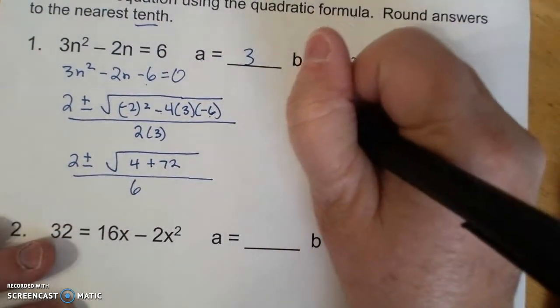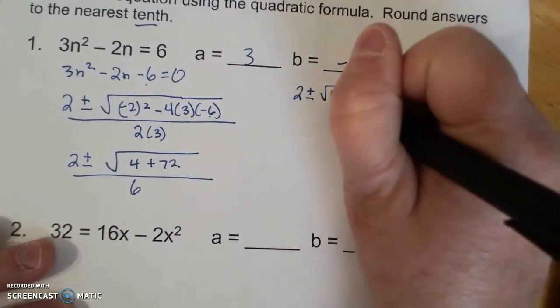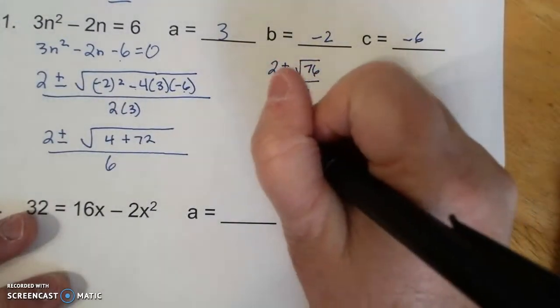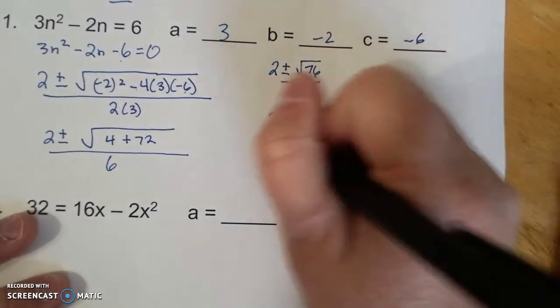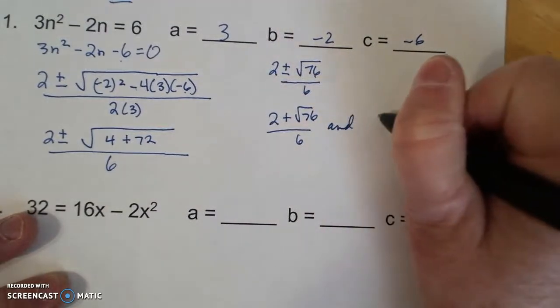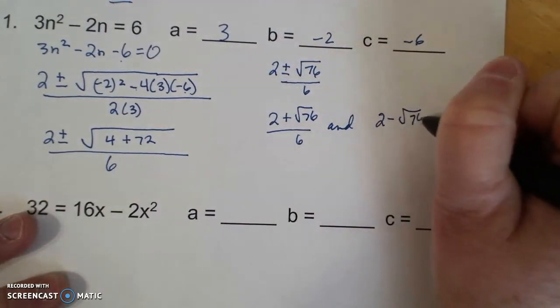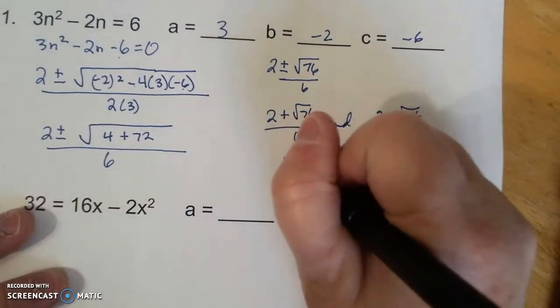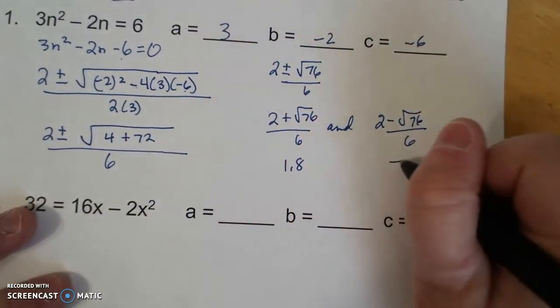Then that's 2 plus or minus the square root of 76 over 6. Split it apart. 2 plus the square root of 76 over 6, and 2 minus the square root of 76 over 6. This becomes 1.8. This becomes negative 1.1.